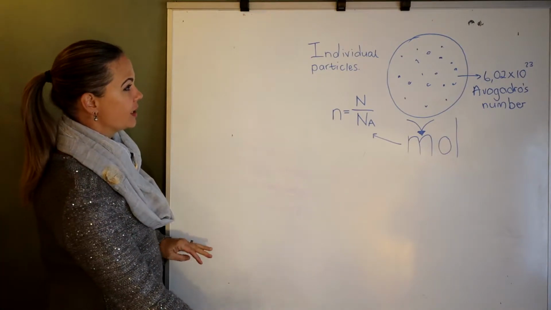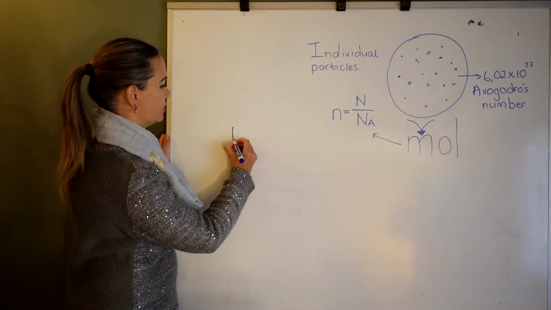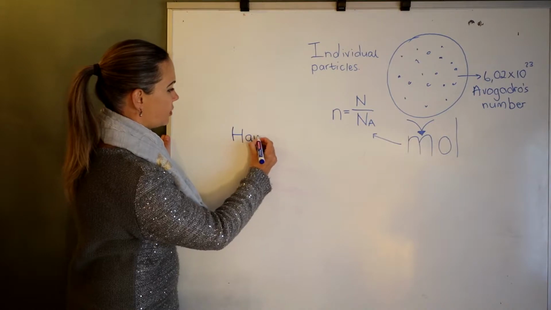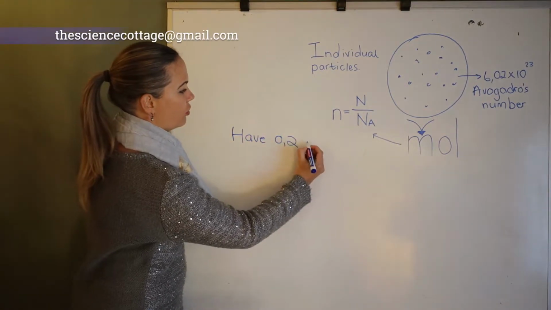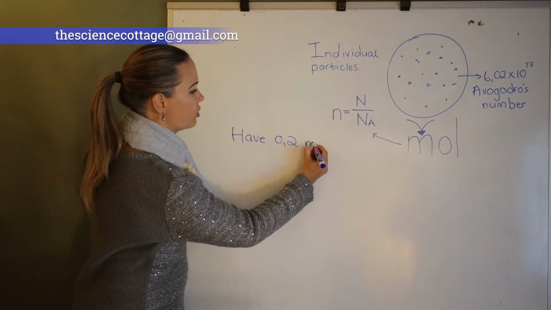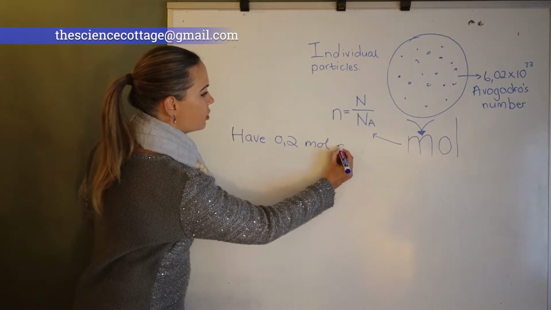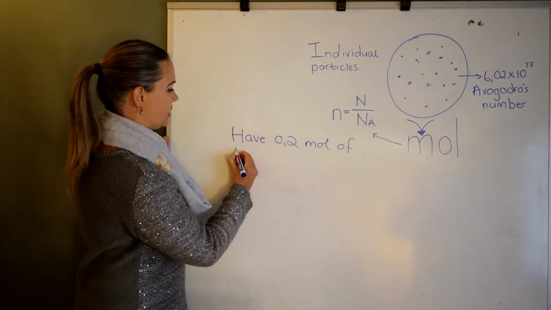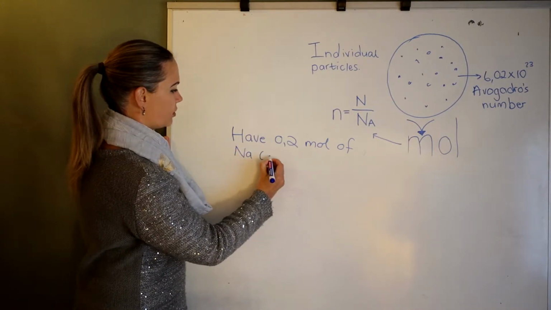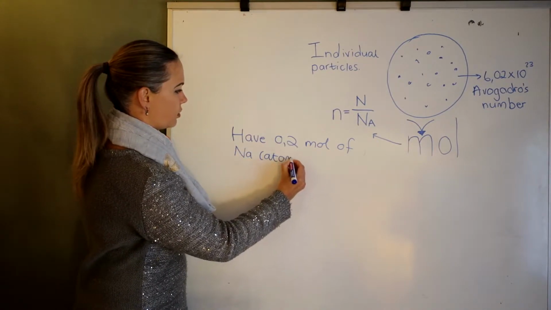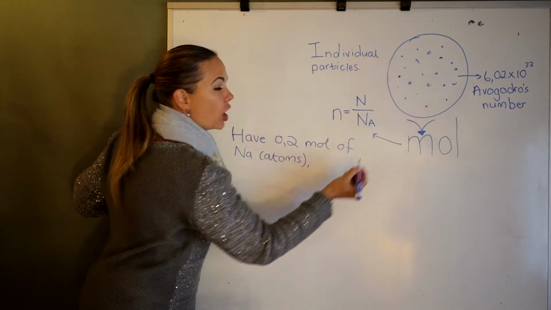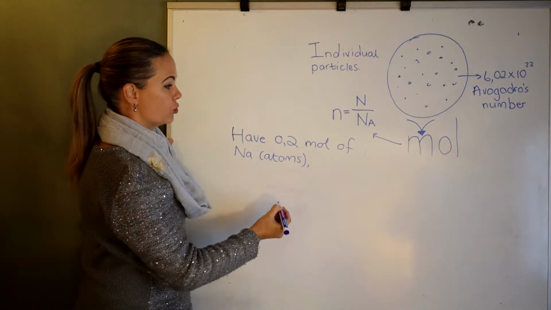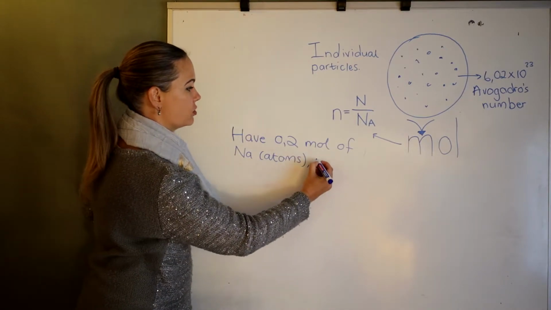For example, if we have 0,2, a fraction of 1 mole, of sodium atoms, how many individual sodium atoms do we have in that number of moles?